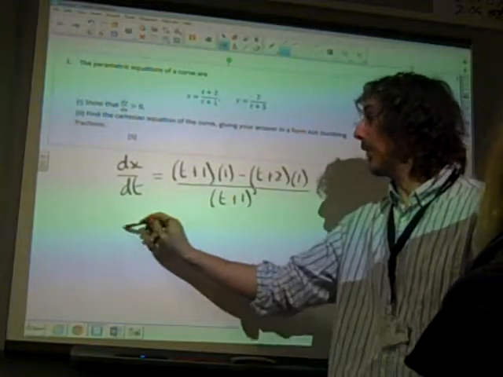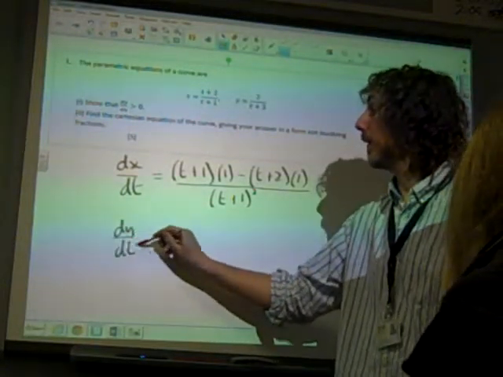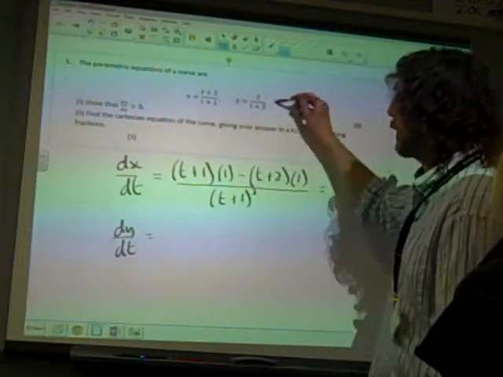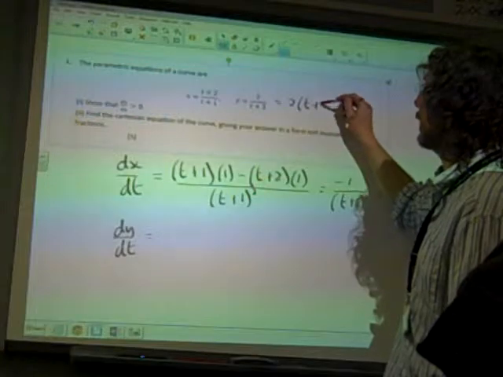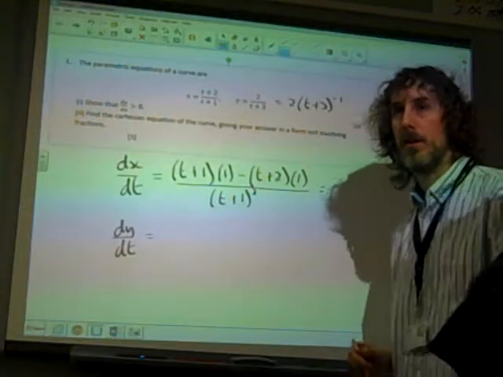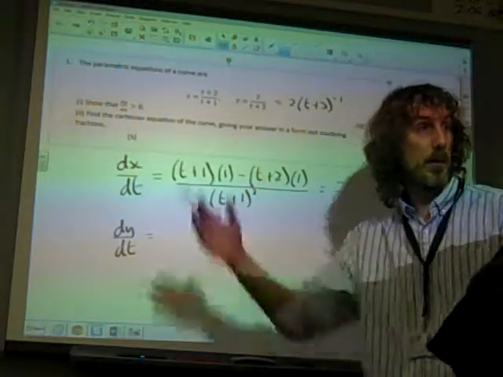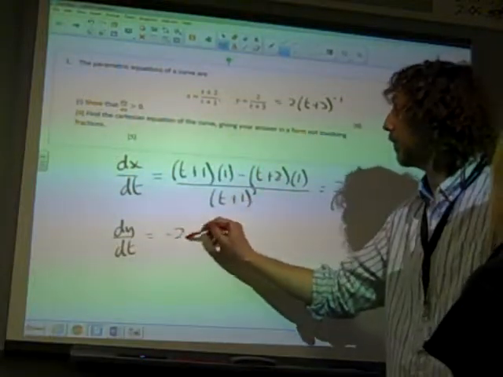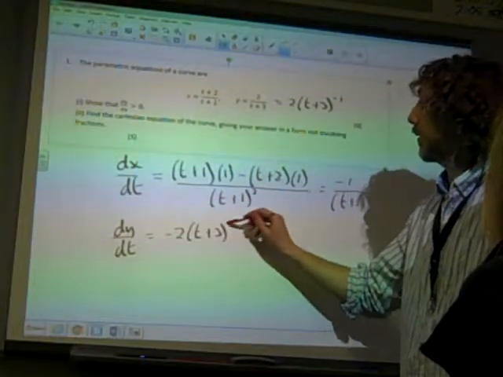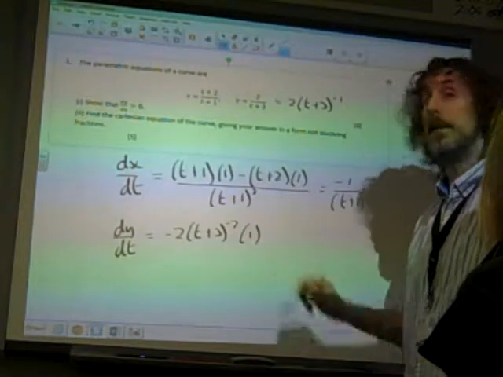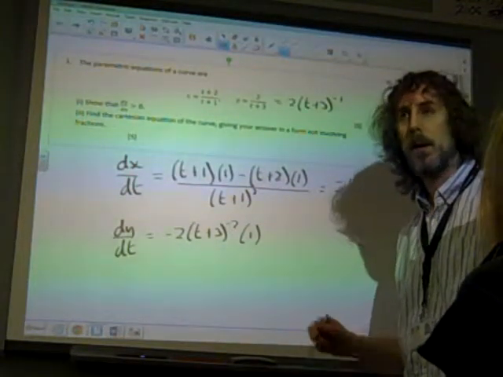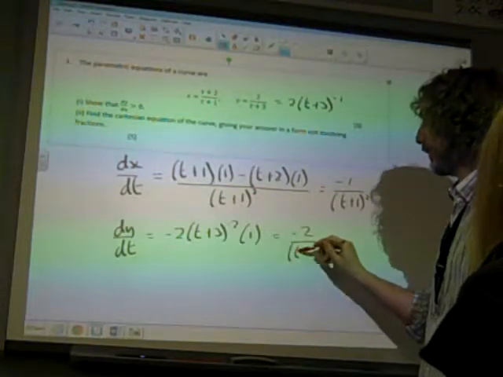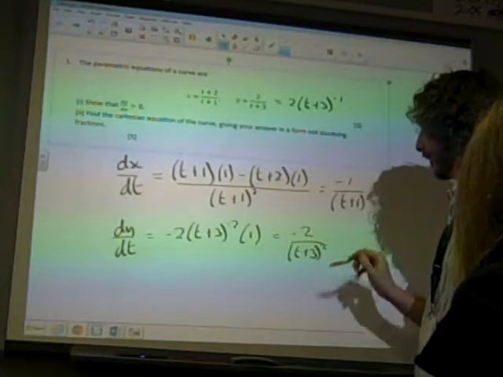Okay. dy by dt. I'm not going to do this as a quotient rule because that would be unnecessary. It's 2 lots of (t plus 3) to the minus 1. So it's a chain rule. It differentiates the whole thing. That's minus (t plus 3) to the minus 2, times the derivative inside, which is just 1. Which is minus 2 over (t plus 3) squared.